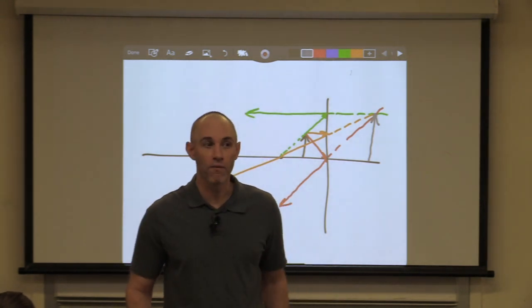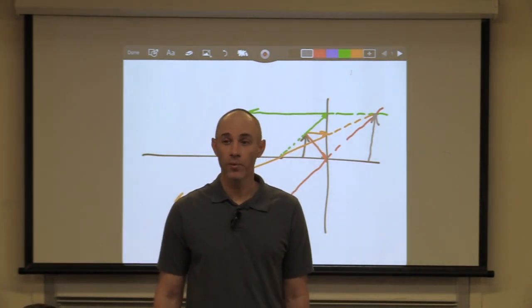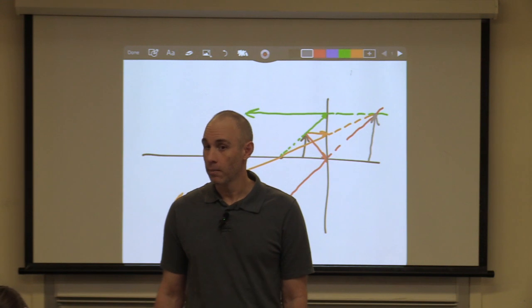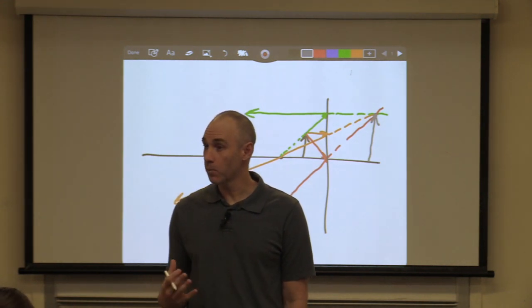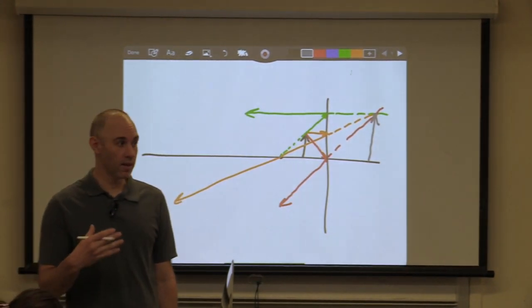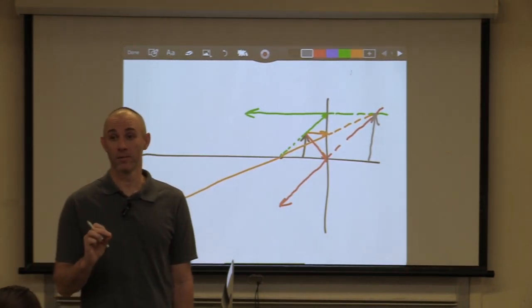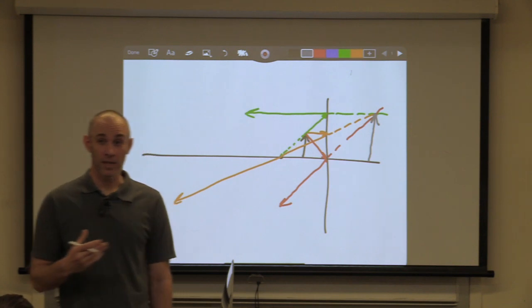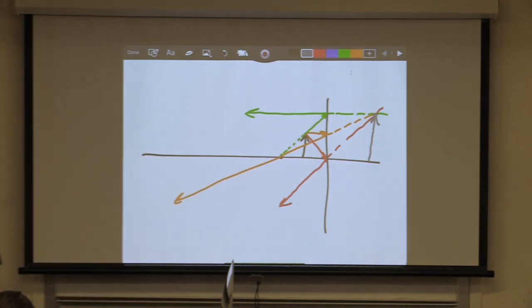Producing what we call a virtual image. The light rays are not really crossing, but they look like they come from a single point. So when your eye sees those light rays, your eye interprets them as coming from a single point, and your eye interprets that as an image. And that image is right side up. So when I brought the mirror really close to you, you looked right side up.